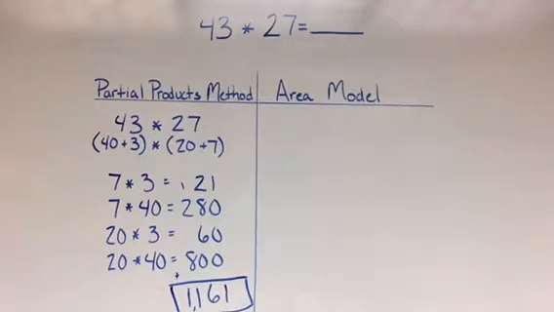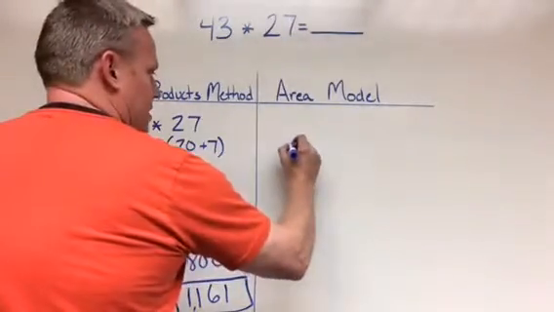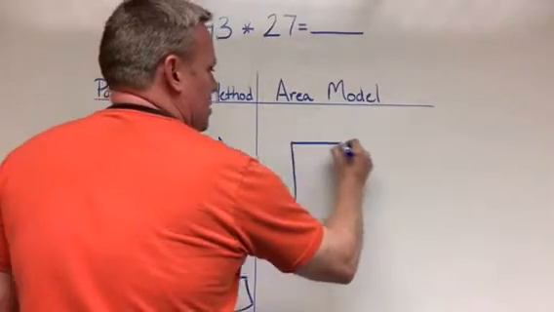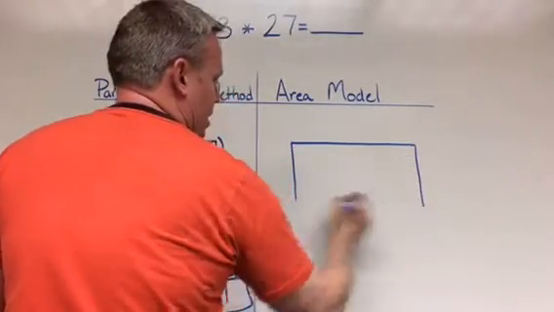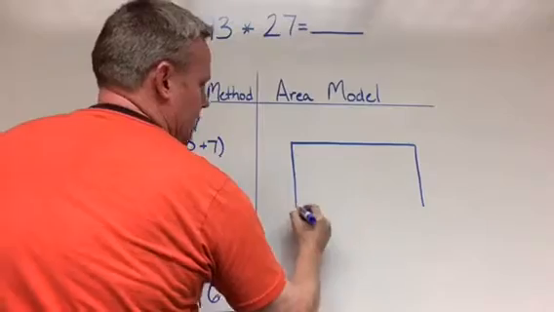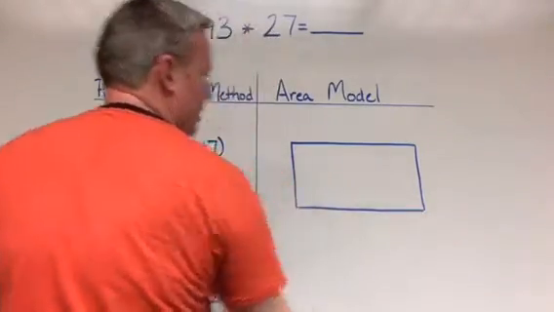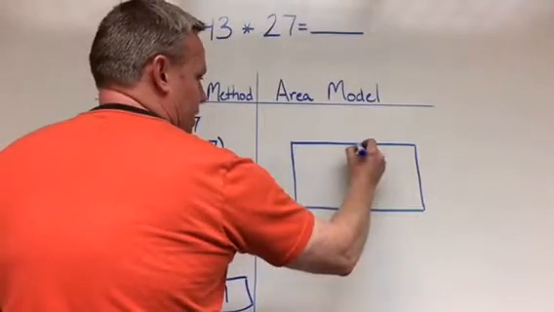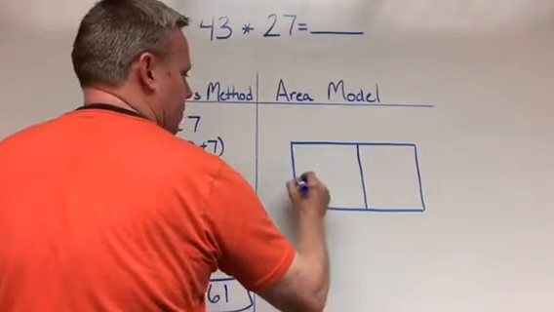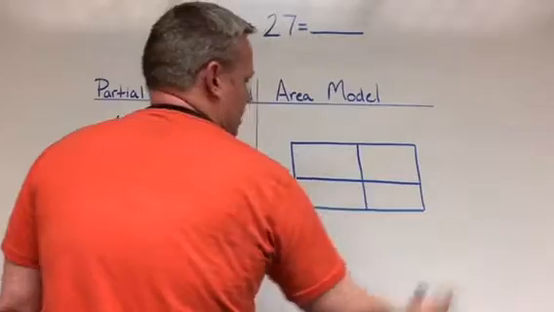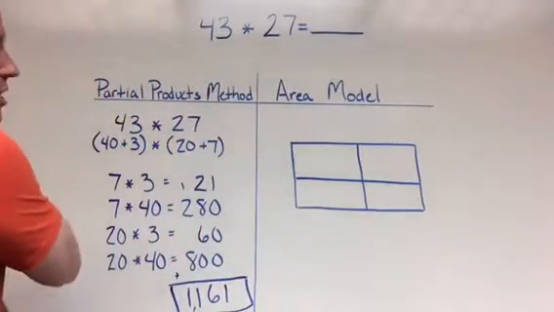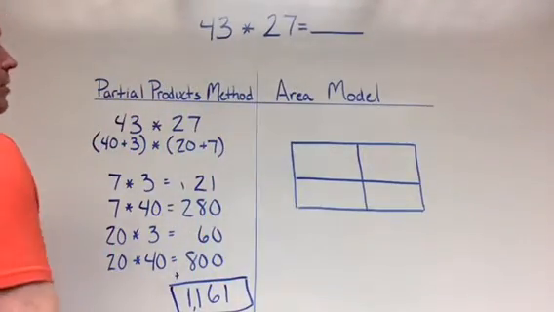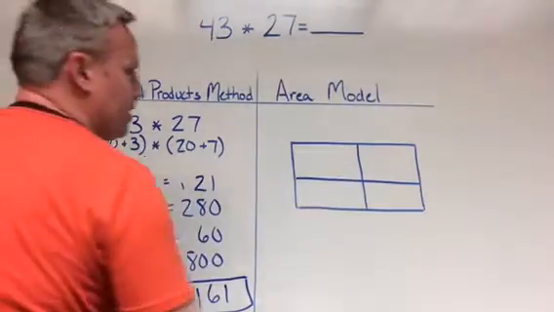The next method is the area model. It actually is very similar to what I just did, but it organizes it into a rectangle, kind of like area. So I'm going to first draw a rectangle. I'm going to split this rectangle into 4 parts. Right? And those parts are based on the digits within each of the numbers that I'm multiplying together.